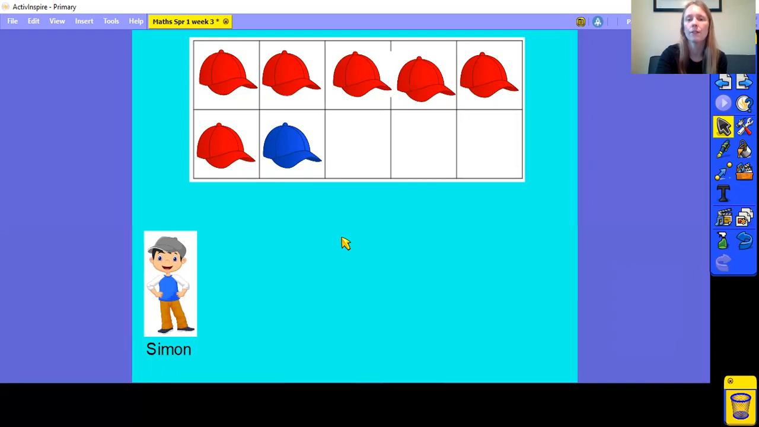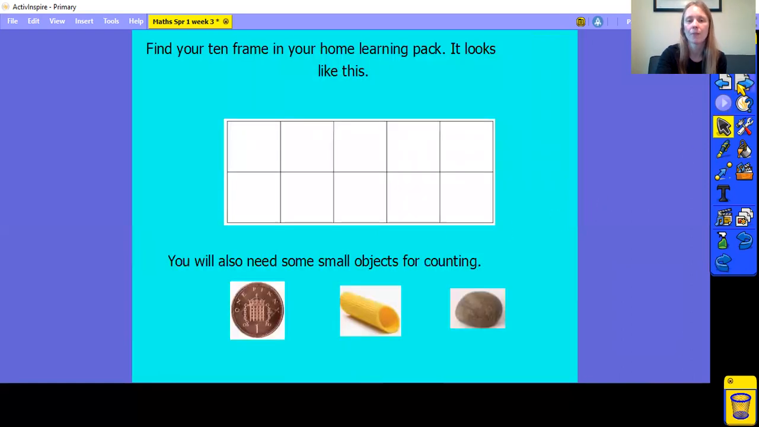Let's count all of the hats to find out how many Simon has now. 1, 2, 3, 4, 5, 6, 7. Now Simon has 7 hats.